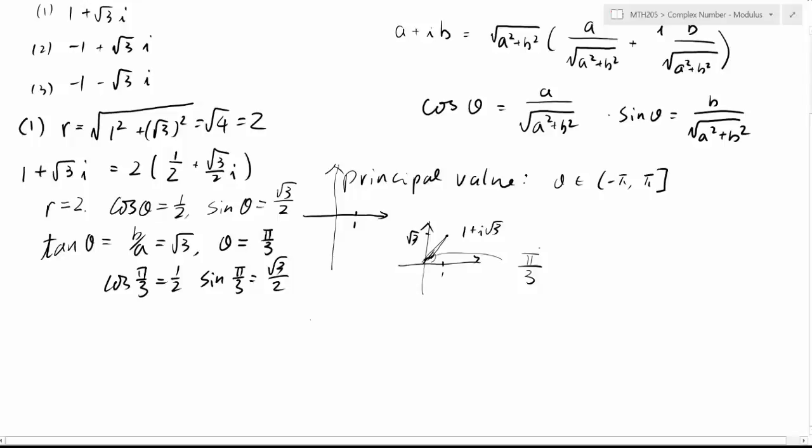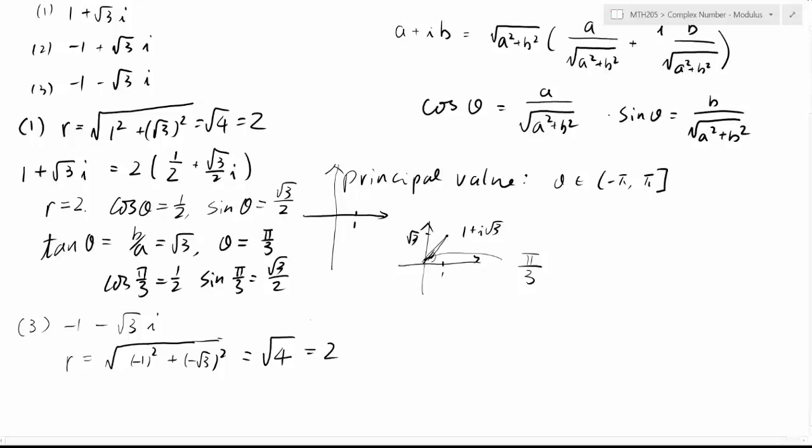Now, let's look at the third example over here. We have negative 1 minus root 3 i. Let's try to see the difference. And if we calculate the modulus, it's exactly the same. The square root of negative 1 squared plus negative root 3 squared. And this will give us, again, root 4, and it's equal to 2. So we have the same modulus.